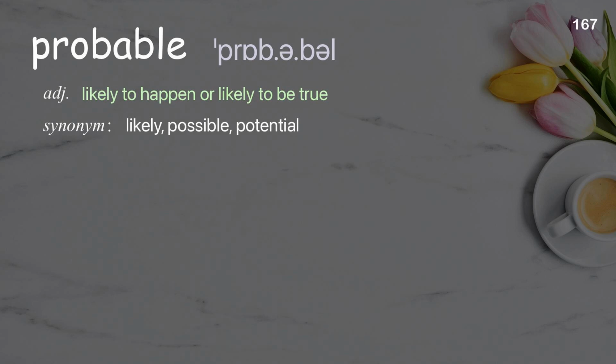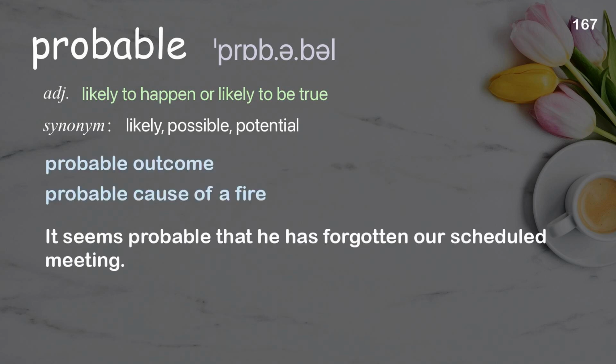Probable: Likely to happen or likely to be true. Examples: Probable outcome. Probable cause of a fire. It seems probable that he has forgotten our scheduled meeting.